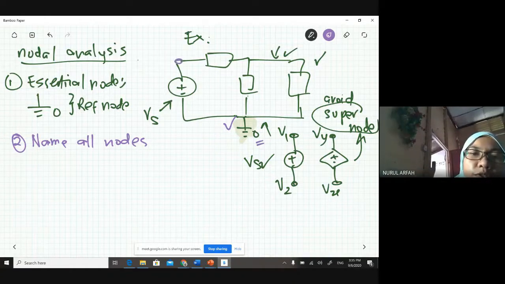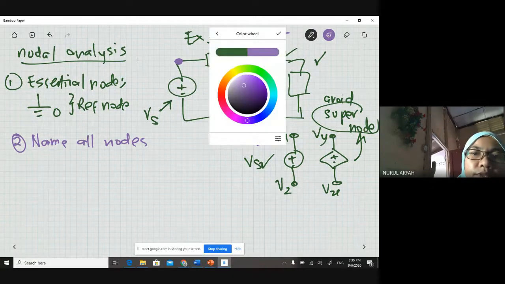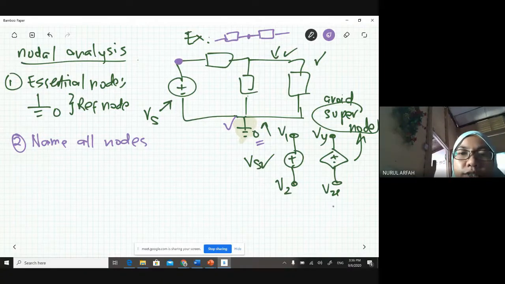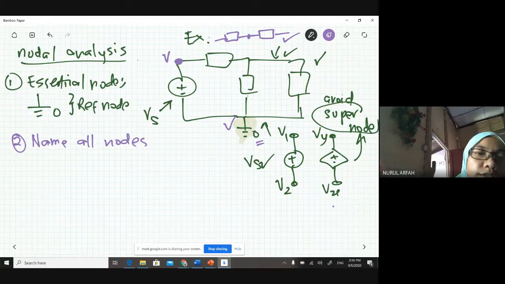And what about this point? Is this a node or not? Yes. Go back to your definition. A node is when you have two elements connected side by side, and in between that is your node. Okay, this is your definition for nodes. So this is a node. We call it VS.